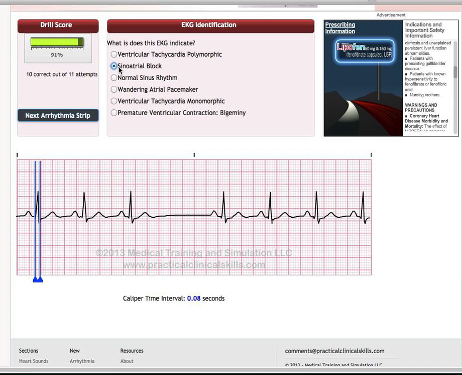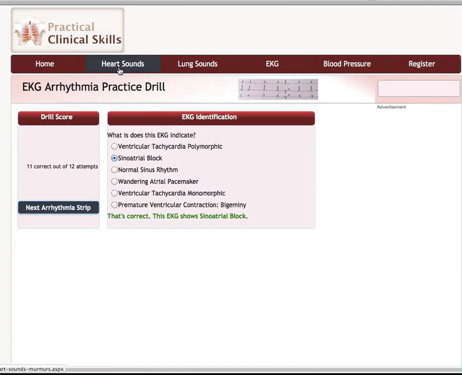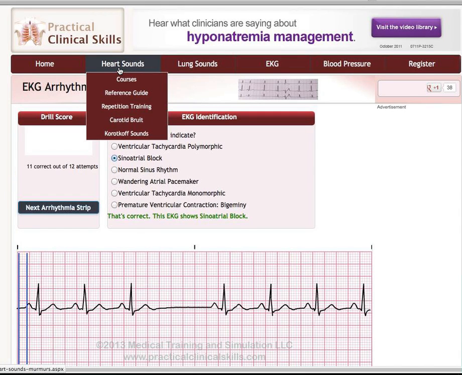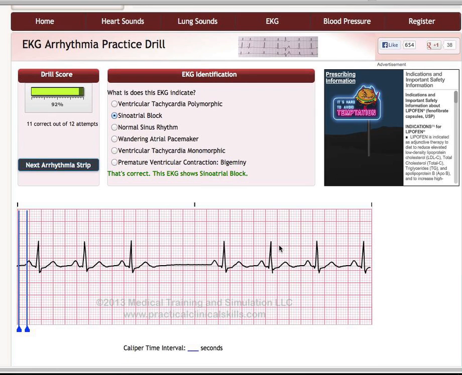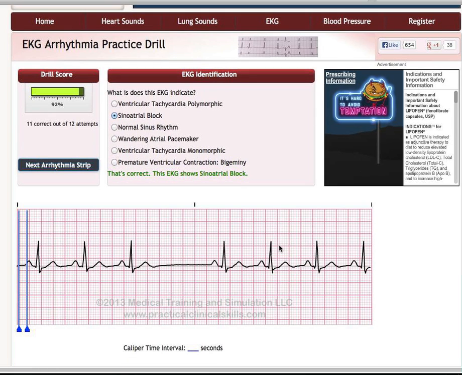So an SA block is where, sometimes, the signal from the SA node doesn't get captured by the atria. Remember, all the EKG is looking at is the depolarization of the muscle tissue of the atria and the ventricles. It doesn't look at anything with the AV node or the SA node. It's only muscle depolarization.